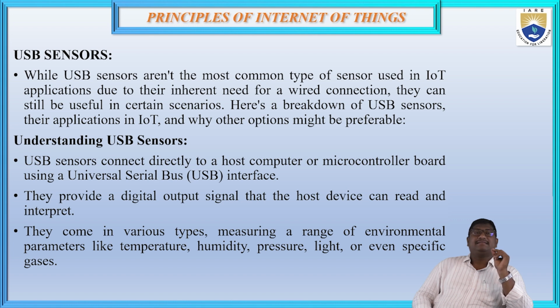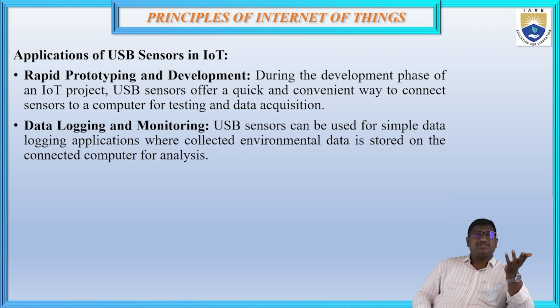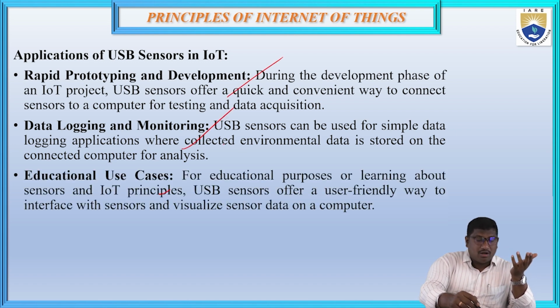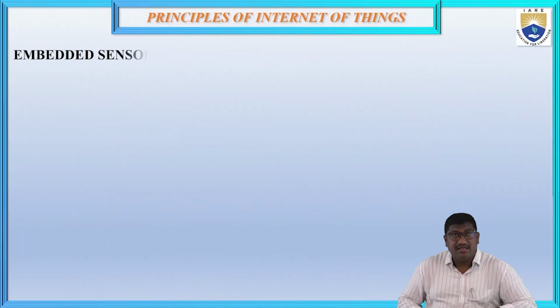Directly they are connected, and they come in various types with ranges of parameters like temperature, humidity, pressure, light, even specific gases. To detect gases also, this can be used. And what are the applications? Rapid prototyping and development, data logging, and educational use cases. All these are the different kinds of applications.